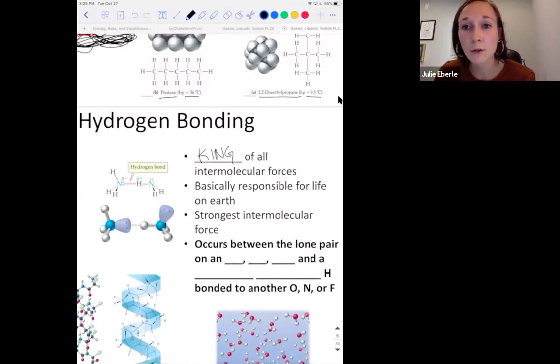Okay, water molecules experience large amounts of hydrogen bonding. We'll look at an example in a little bit, but if water didn't experience hydrogen bonding, we would have gas phase water on Earth, and we would not be able to have liquid water. And liquid water is important, right?